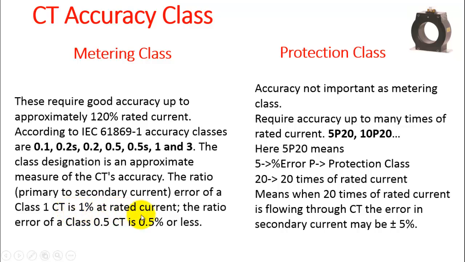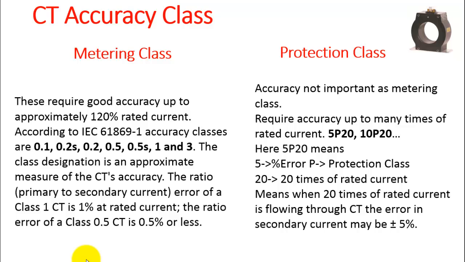It means that 1% of the total CT ratio will be the error when we are talking about class 1 CT. Similarly, when class is 0.5, it means that there is a 0.5% error in the secondary current in proportion to the primary current. So the less the class, the more accurate will be the measuring CT.